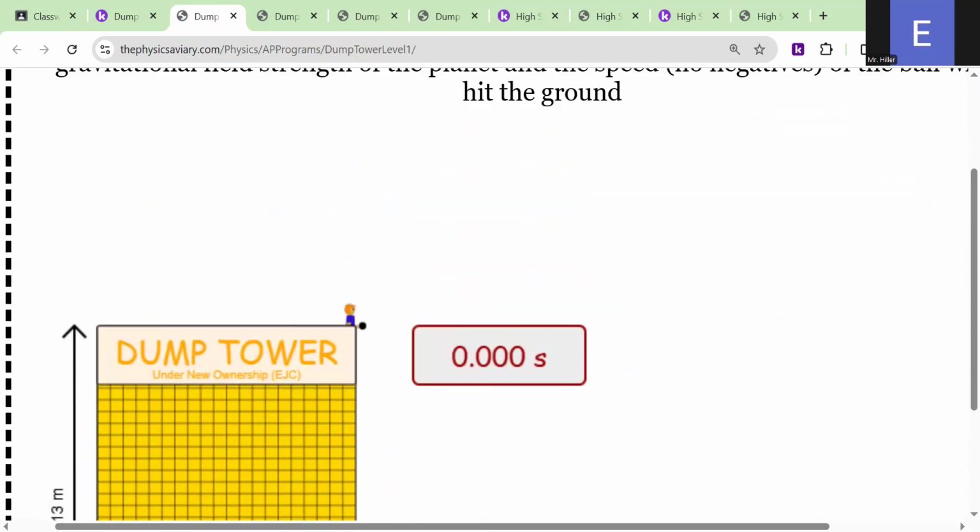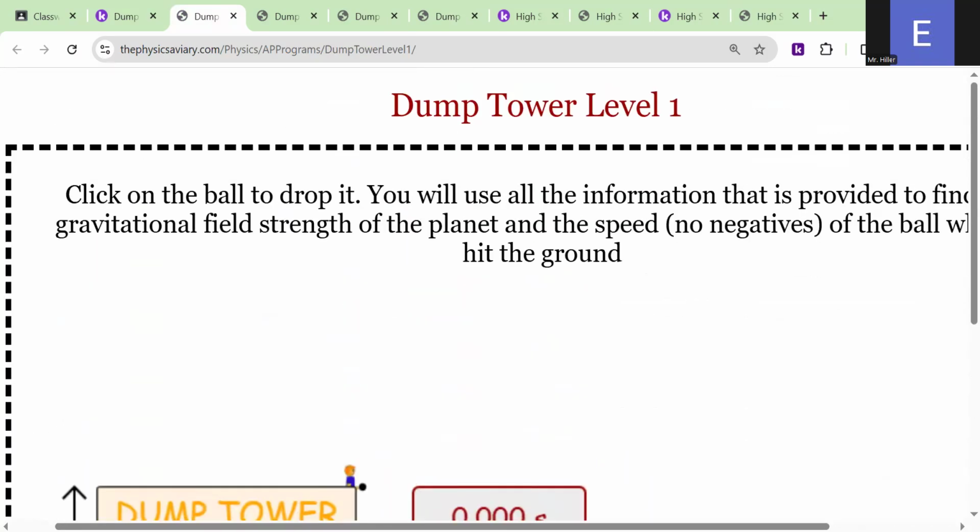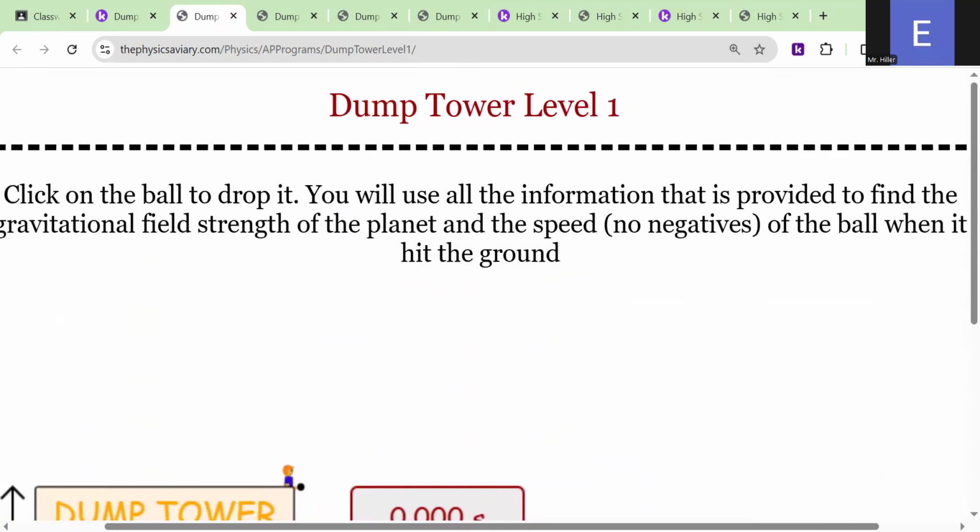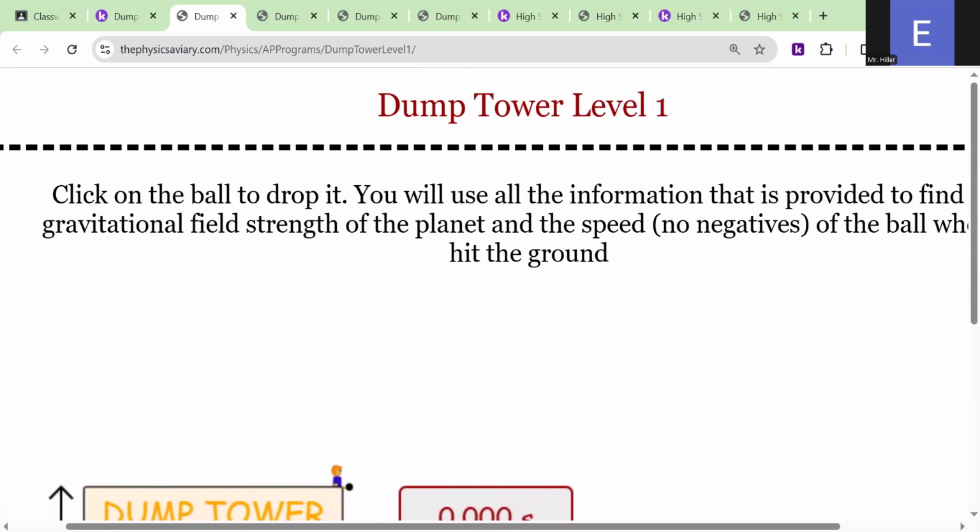Now, it's going to start. It says, when you click on the ball, you will use the information that is provided to find the gravitational field strength of the planet. That means the acceleration due to gravity and the speed. Remember, no negatives. So we're not going to put negatives for the acceleration due to gravity, even though it is downward. And we're not going to put negatives for the speed because speed has no negative.